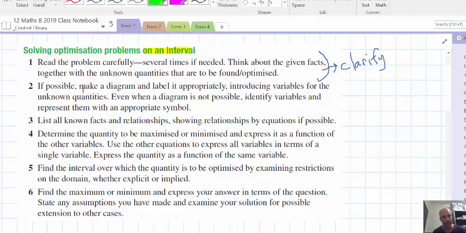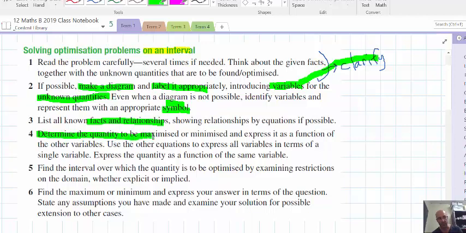And what we can do then is, if possible, make a diagram, often very helpful, and label it. What's varying in this? Understanding the variable is part of clarifying, in fact. Variables will be related to the unknowns. And even if you can't come up with a diagram, you can still identify variables and represent them with appropriate symbols. So list all known facts and relationships once you've got these symbols and variables. So that's what you know, and then determine what you don't know and what you've got to do.